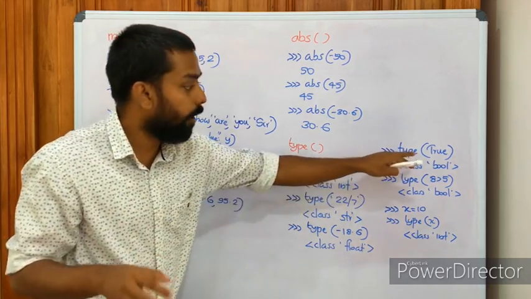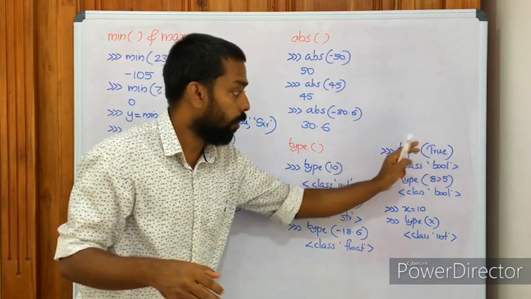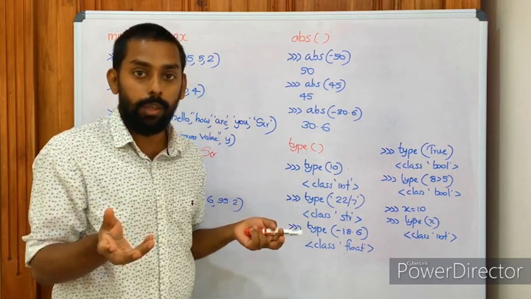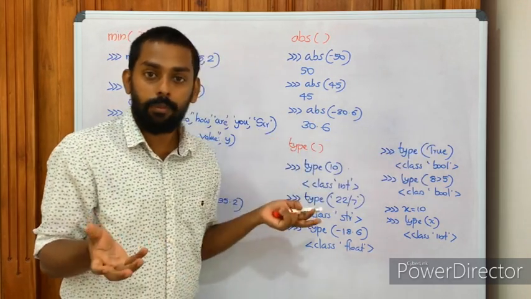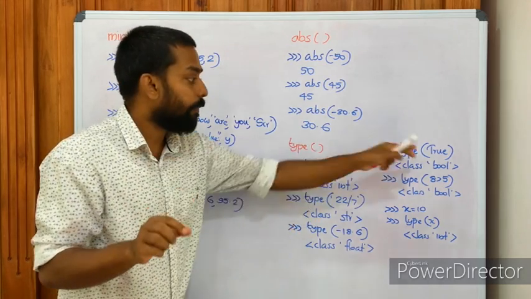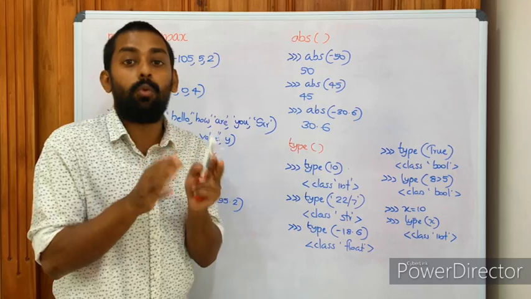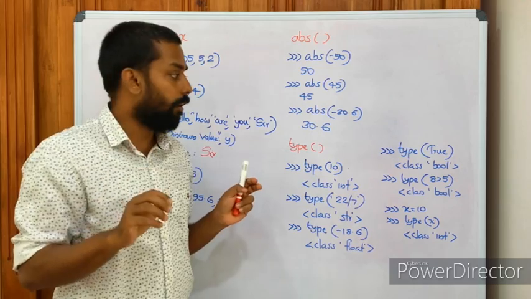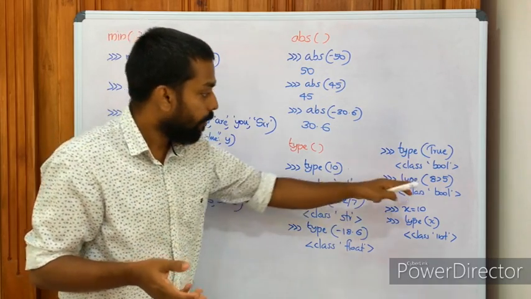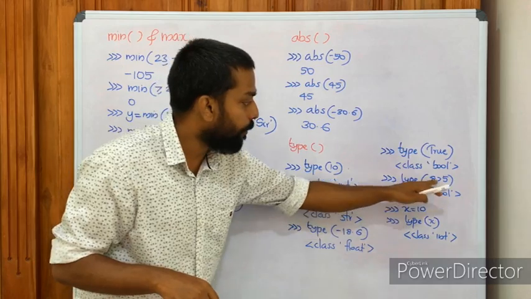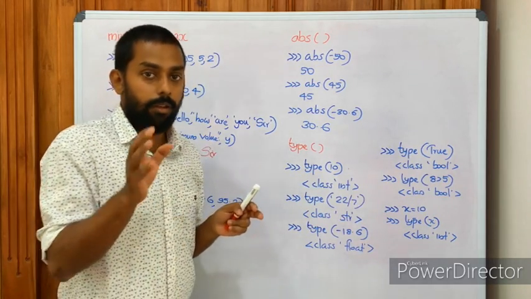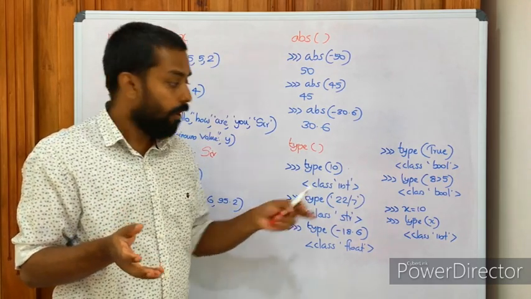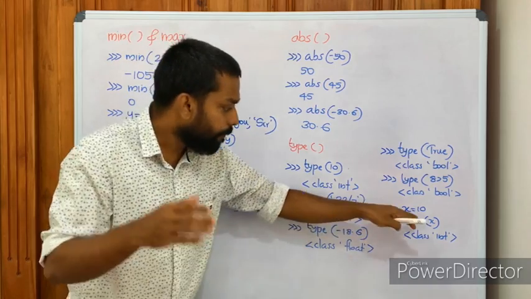Then we can apply it for boolean also. Type of True, class bool. We know True and False are the values in boolean. Like type of False, class bool. But the specialty is that the T and F of True and False must be in capital letters. Otherwise it shows an error. Then type of a greater than 5. You know it's a comparison. It belongs to boolean, class bool. Bool stands for boolean, str stands for string.